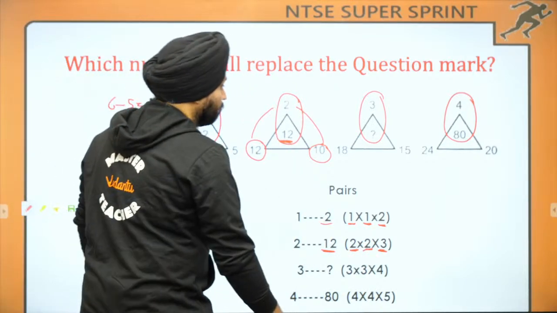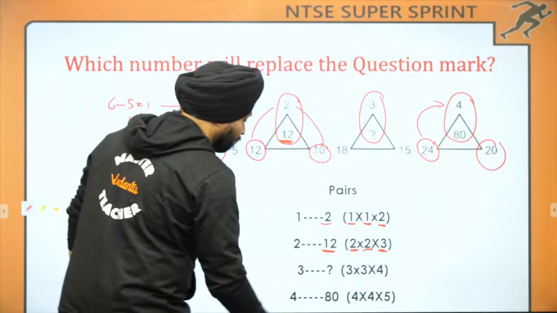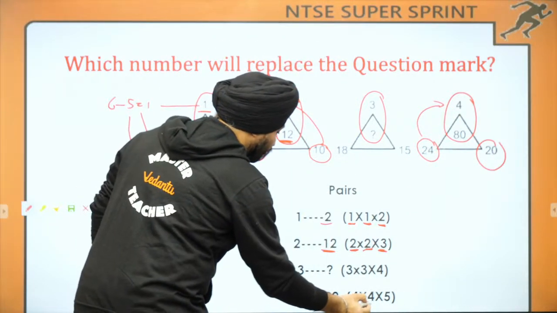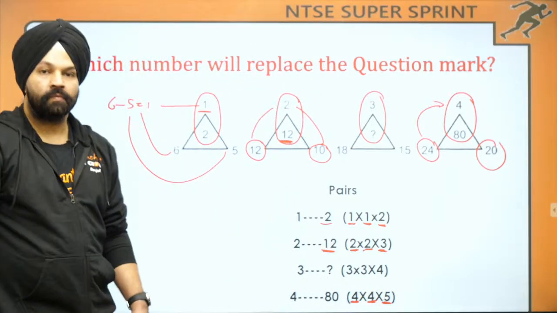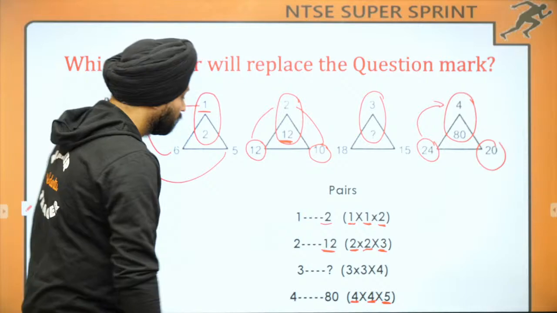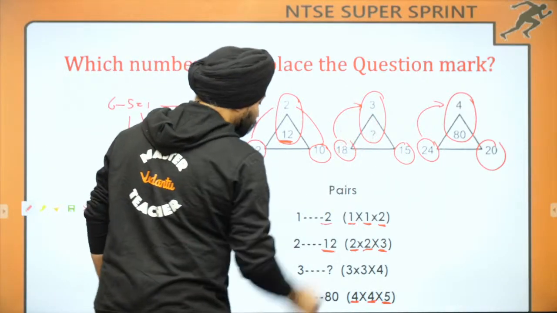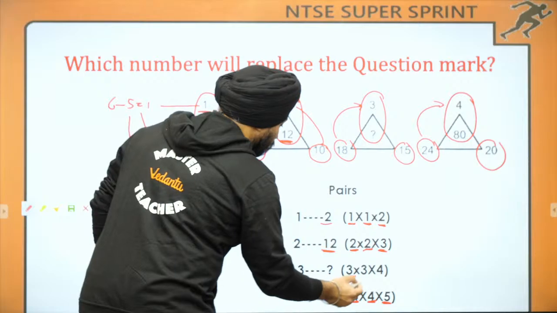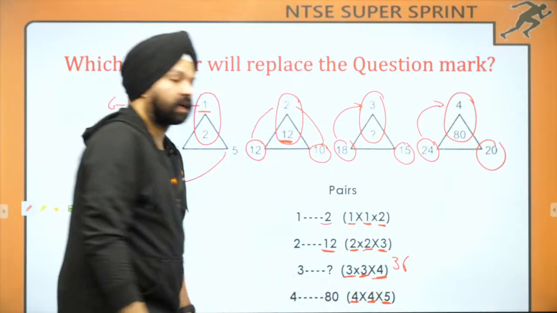Similarly, the difference of these two is 4. So we are picking 4 and multiplying 4 with itself and its successor, and we are getting 80. Similarly, for the missing one, we have got 18 and 15. Their difference is 3, and we multiply 3 with itself and its successor, so the answer is 36.